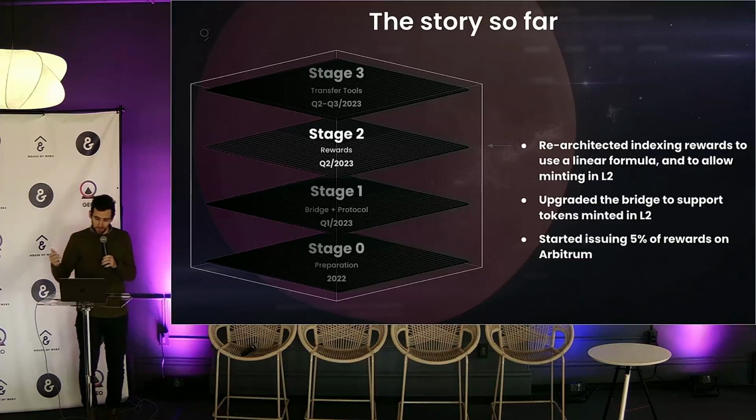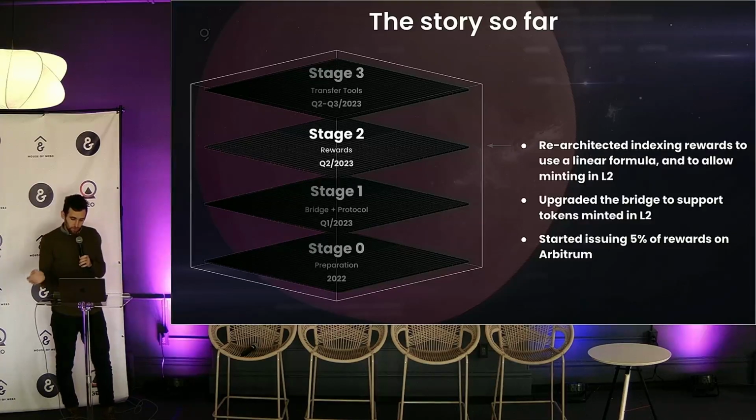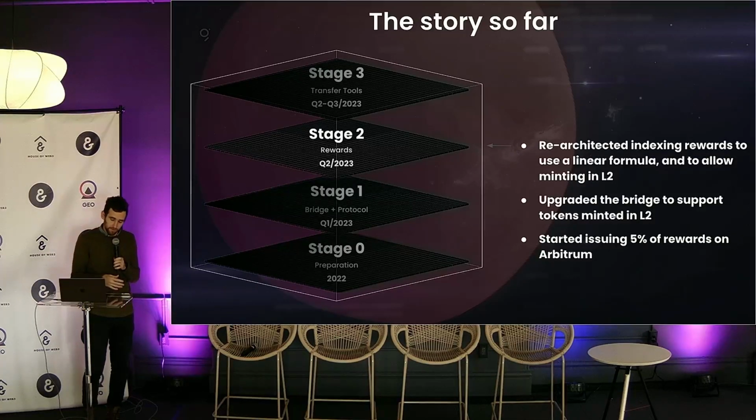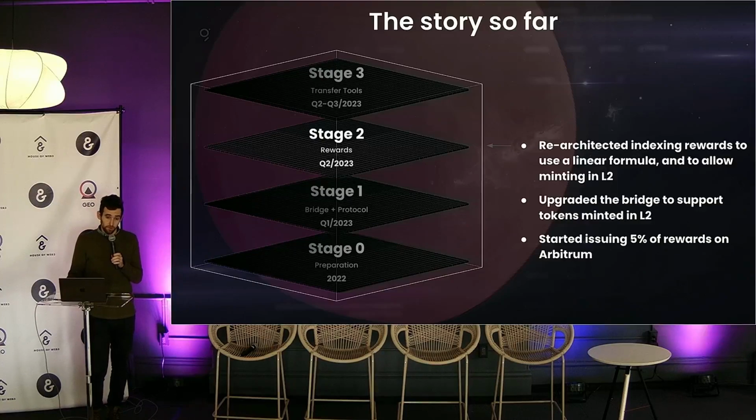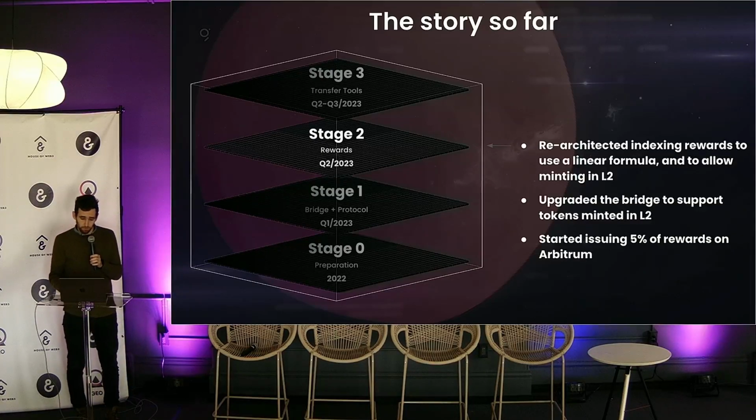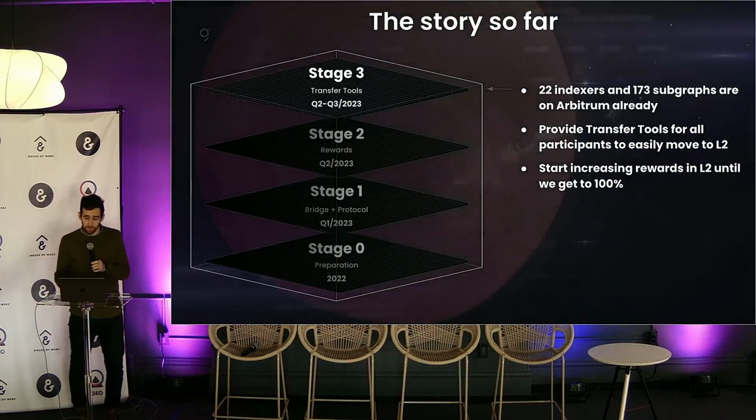And once we were done with this, and we already had the protocol deployed, we already had the products, Explorer and Studio supporting this, and that's when we went through the council. I mean, we went through for the initial deployment too, but through the council to approve starting that initial 5% of indexing rewards being minted on Arbitrum. And this is what brought us to where we are now, that is stage 3.